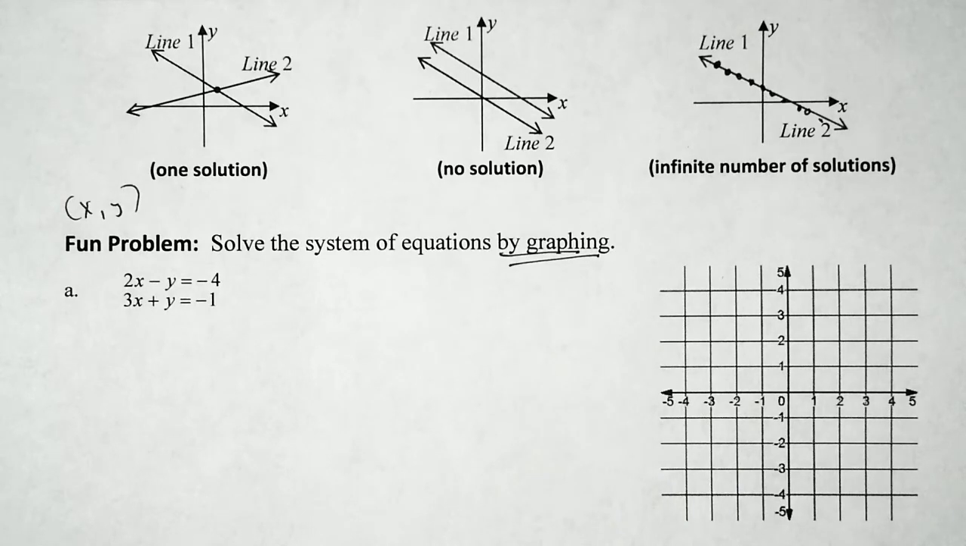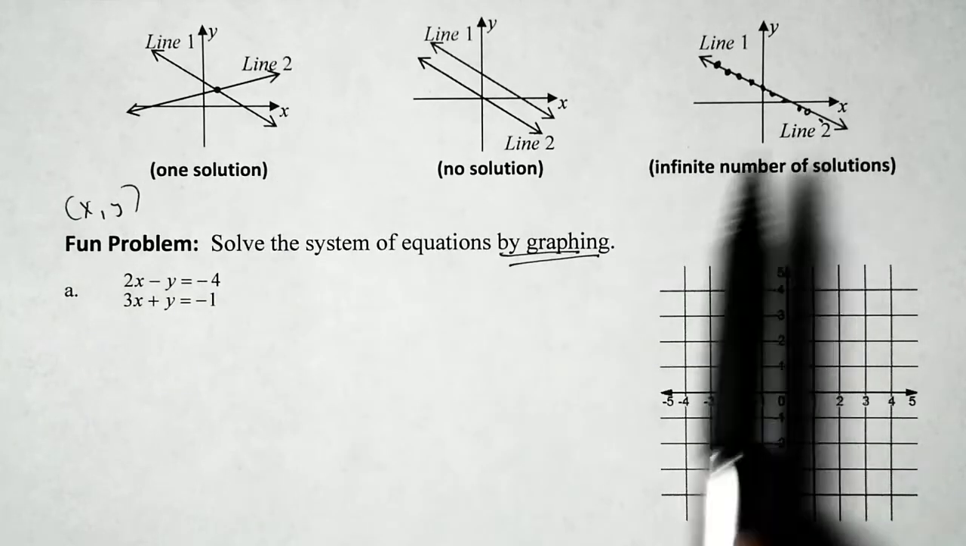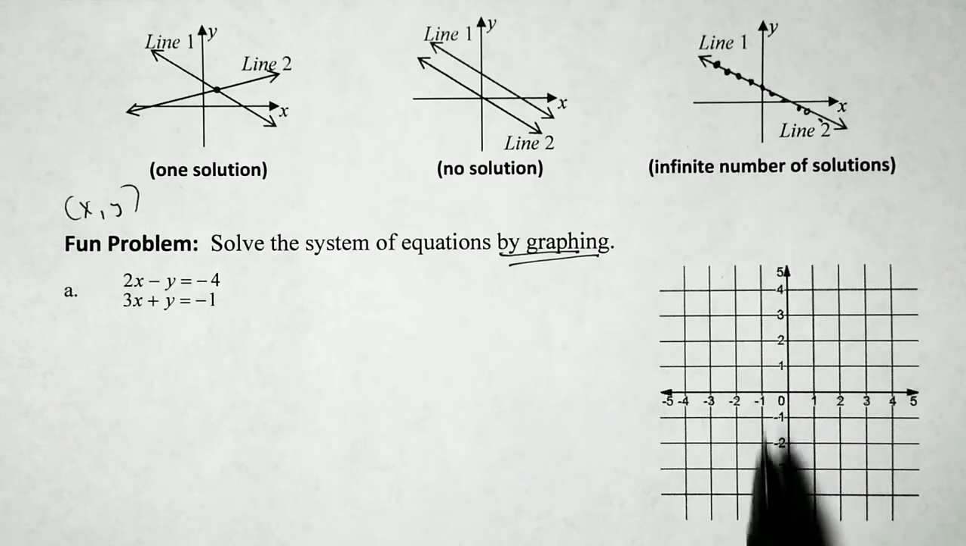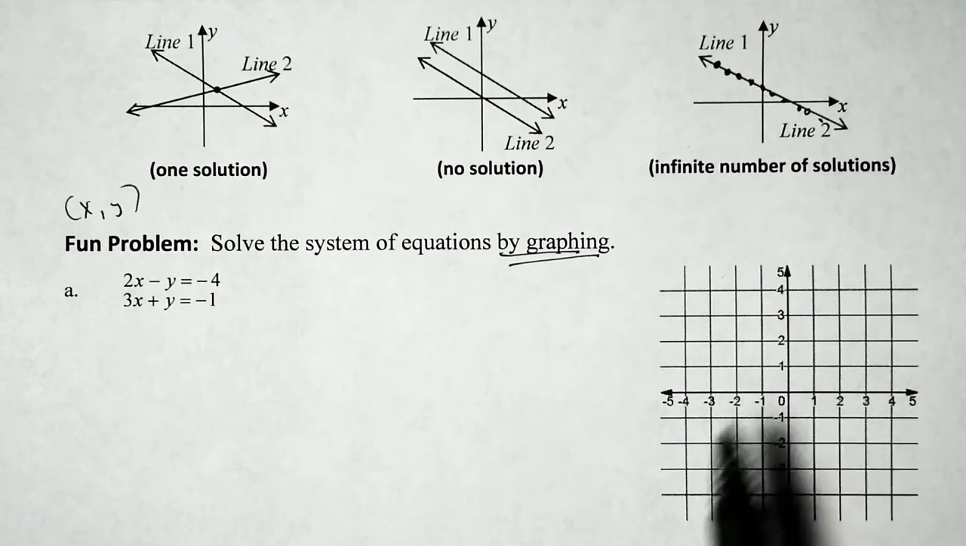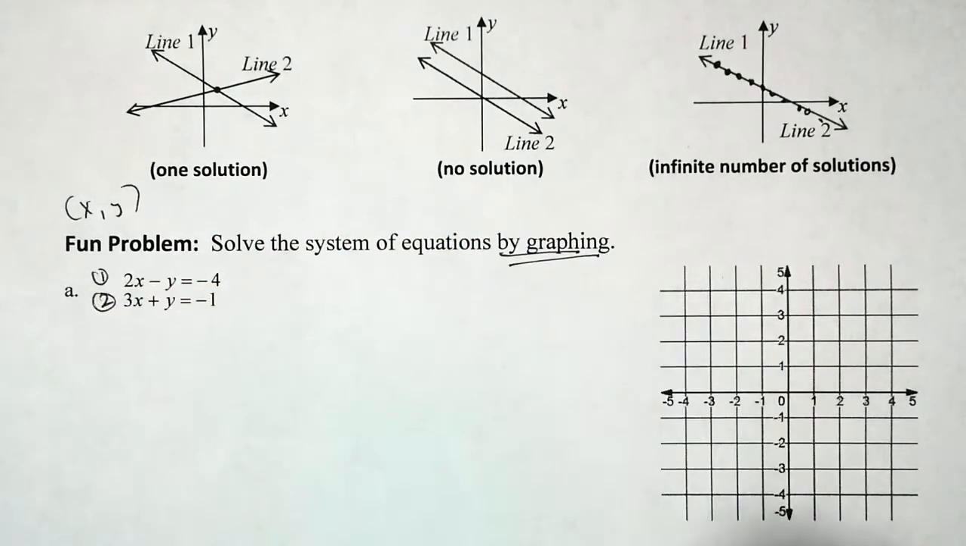So let's go ahead, graph each line and see where the lines intersect, if they intersect at all. You can graph these however you like. You can use the slope and y-intercept, or you can use the intercepts. I don't recommend you use the x and y intercept, because if you don't have integer intercepts, this is going to get ugly really fast. So let's go ahead and solve this by using the slope and y-intercept.